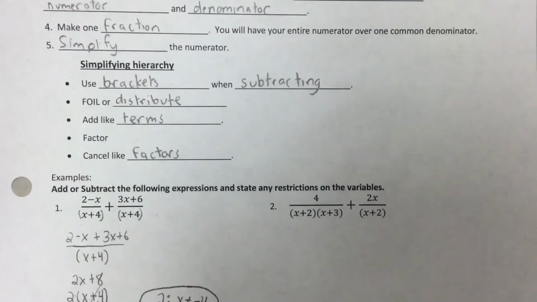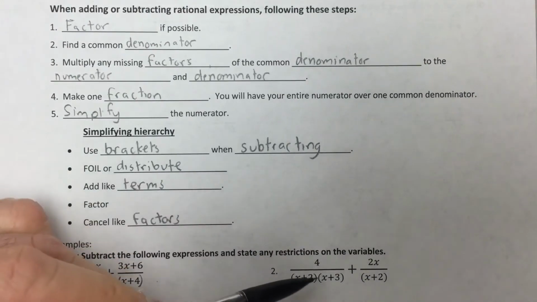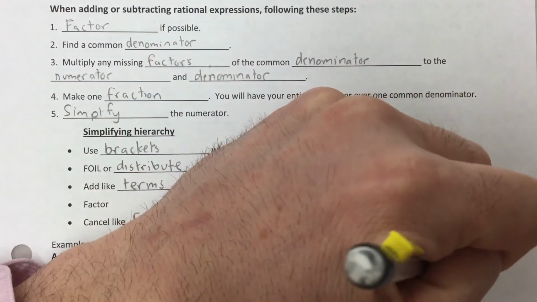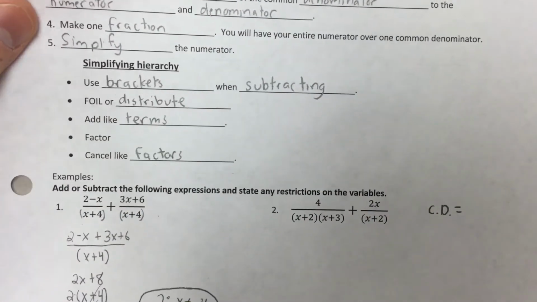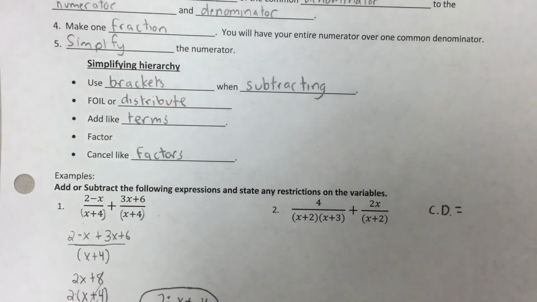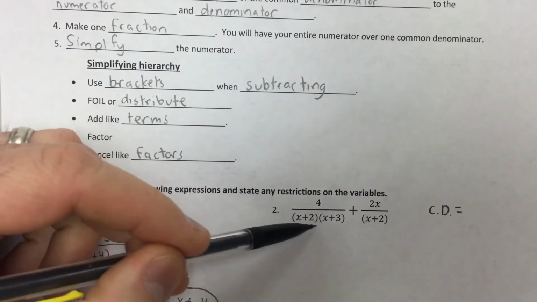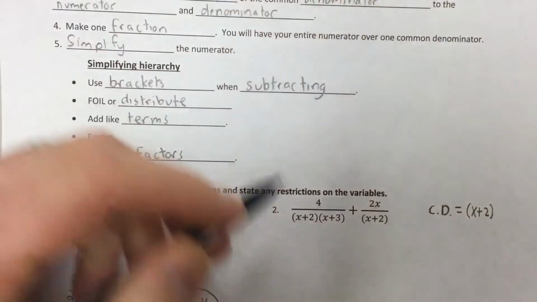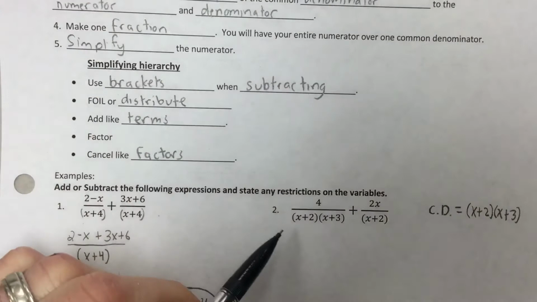All right, as we look at number 2, first, factor if possible. So there's nothing to factor. So now look for a common denominator. When you're looking for your common denominator, I always like to write CD and write the common denominator for this side. You can't leave any factor out that was in the denominator. Everyone must feel included. Everyone gets a participation sticker. So we have x plus 2 as a factor here, so that has to be included. This denominator also has a factor of x plus 3, so that has to be included.